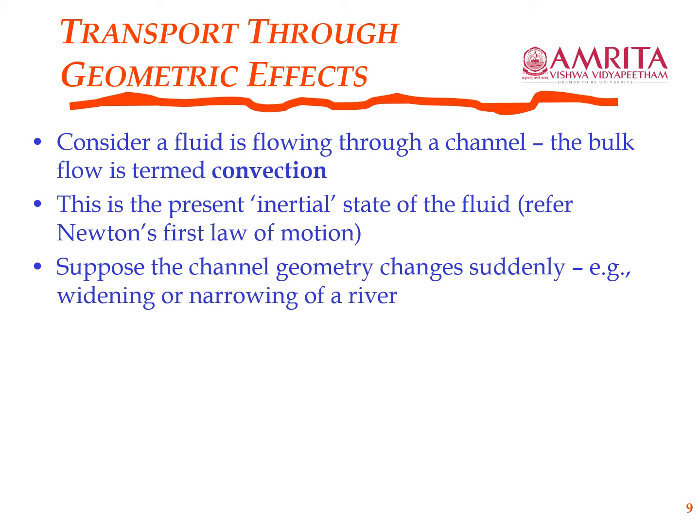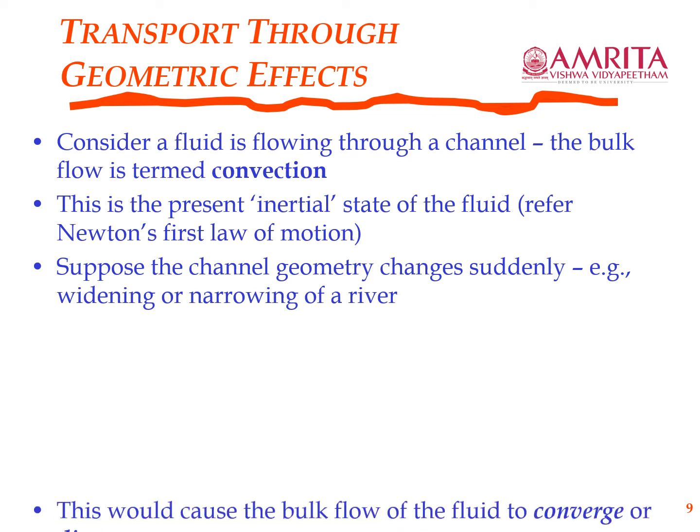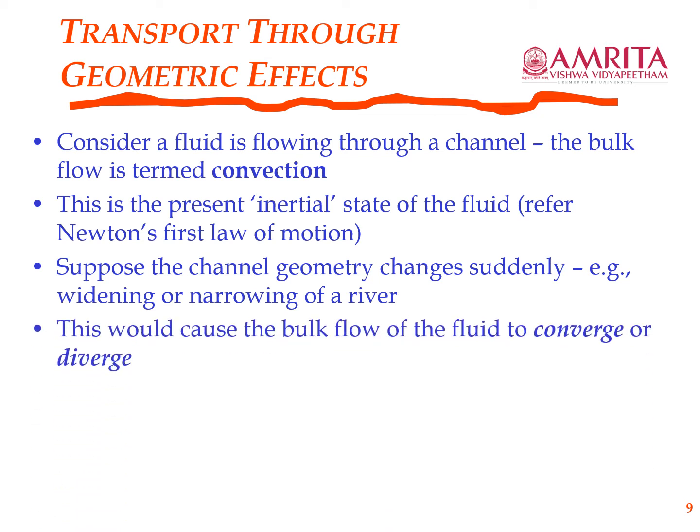When you cross a river, the crossing distance varies. The cross section, so to speak, varies at different points along the river. So the channel continuously keeps changing its width, right? So suppose this happens, this would cause the bulk flow of the fluid to either diverge if the channel geometry widens, or converge if the channel geometry narrows. So this much is clear, right?